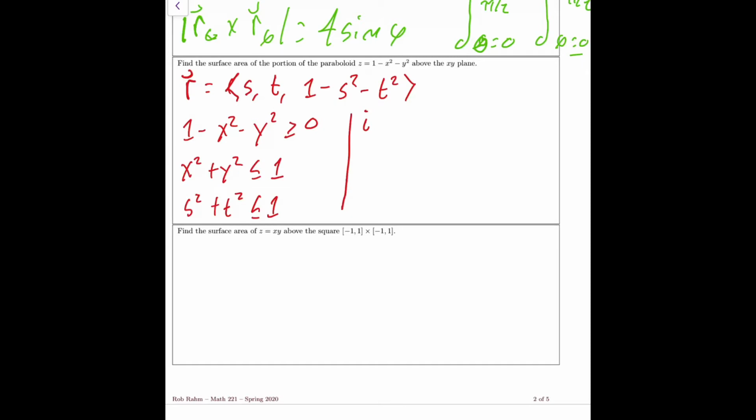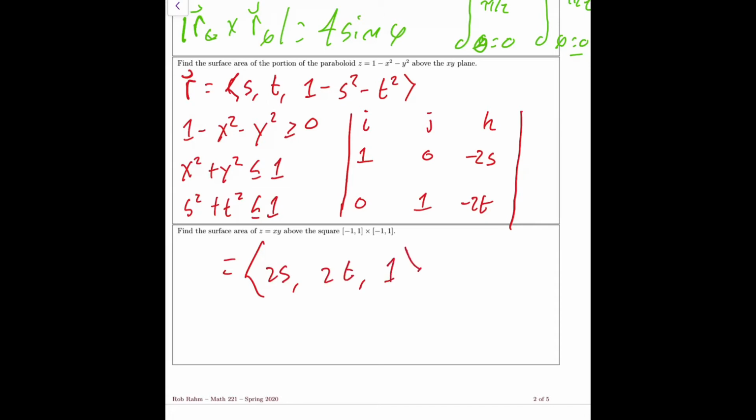Okay, now we need to compute RS cross RT. So RS is (1, 0, minus 2s), and RT is (0, 1, minus 2t). And the first component of this is going to be 2s. The second component is 2t, and the third component is 1. So this means that the magnitude of RS cross RT is equal to the square root of 1 plus 4s squared plus 4t squared.